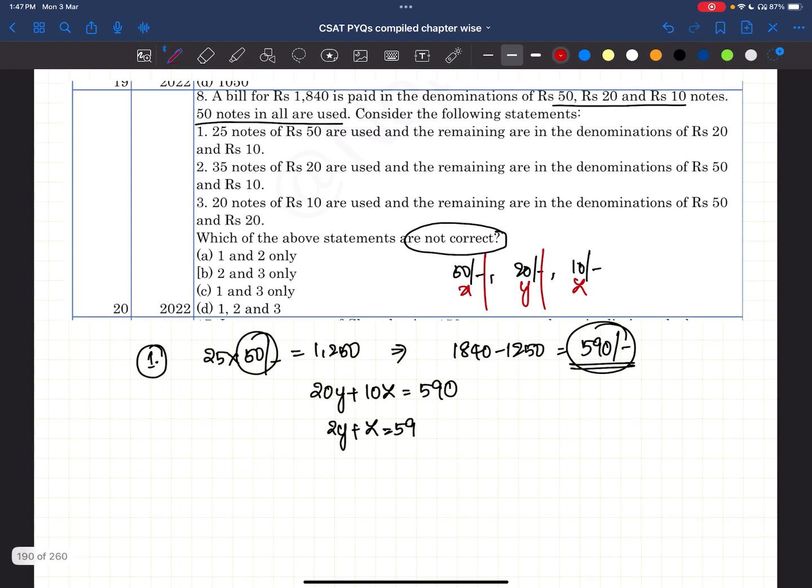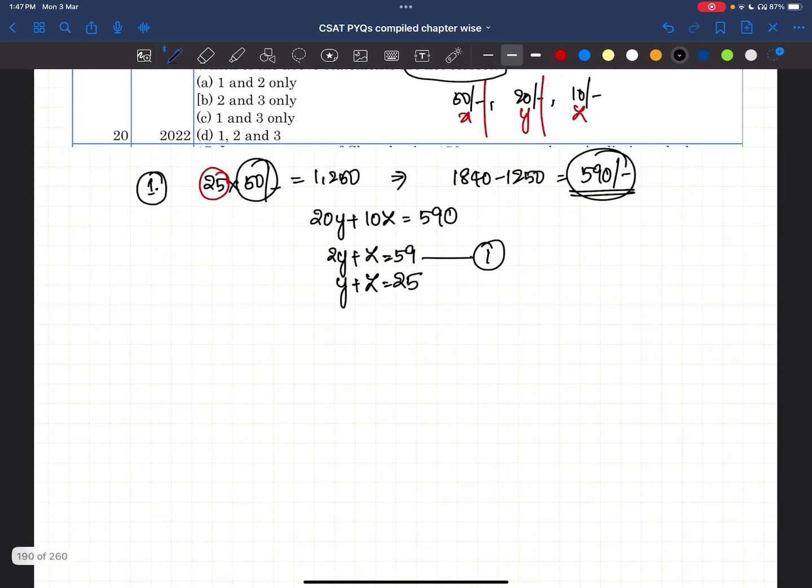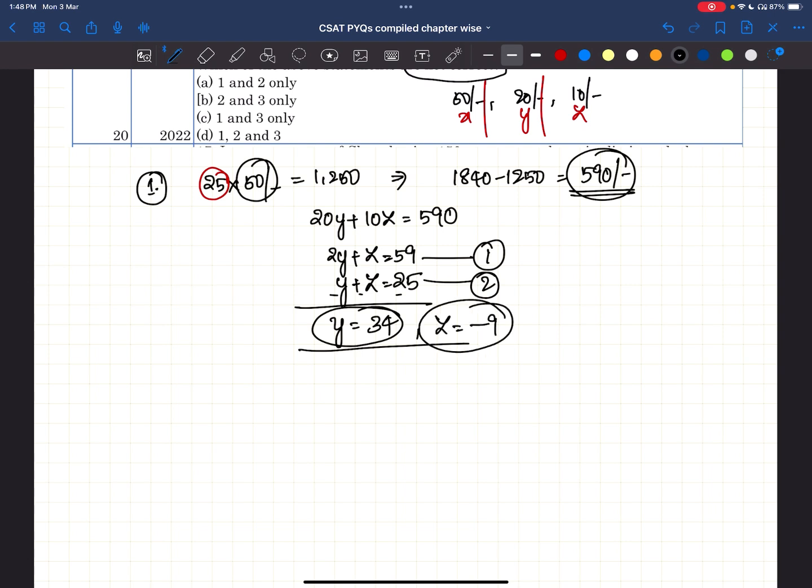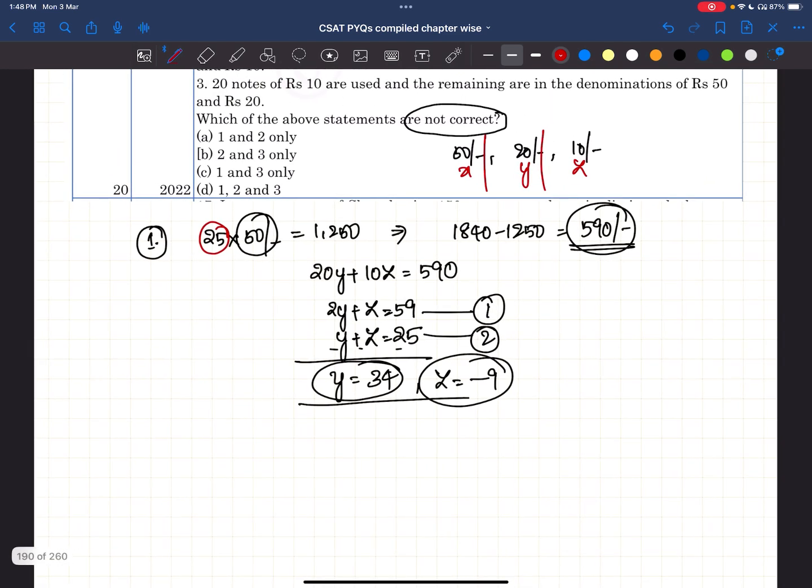In the question, 50 notes are used in total. That means already we have used 25 notes here. That is equation number 1. The remaining notes will be y plus z is equal to 25. This is equation number 2. Now by solving, what will you get? Let's subtract. So y is equal to 34. And what will be the z value? The z value will be minus 9. How can the number of notes be a negative value? So statement 1 is wrong.